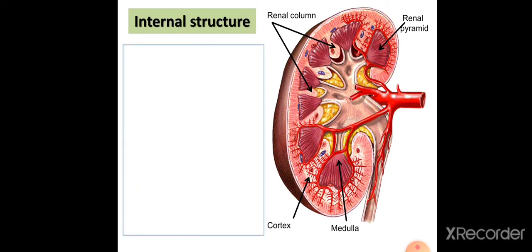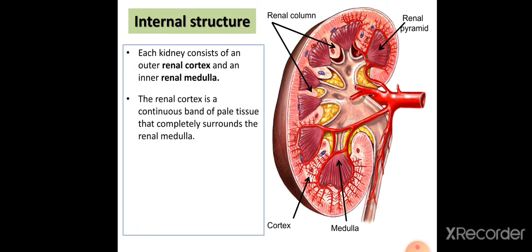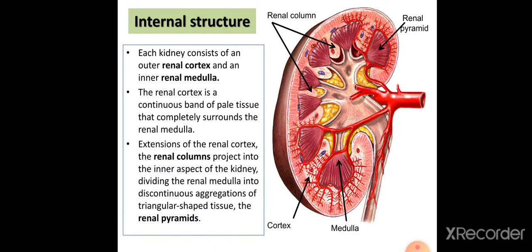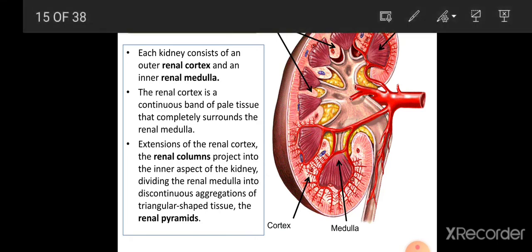Then here we can see the cortex and the medulla part. In the medulla we have the pyramids. These pyramids are triangular in structure. They have an apex and a base. So this is the base, and this part is known as the apex. This apex is opening into the minor calyxes. So what are the minor calyxes? These are the part of the pelvis of ureter.